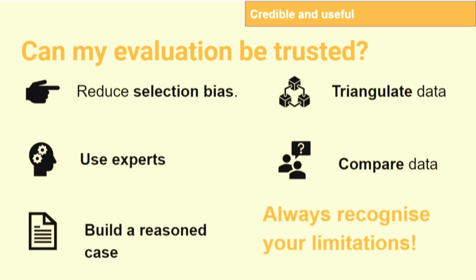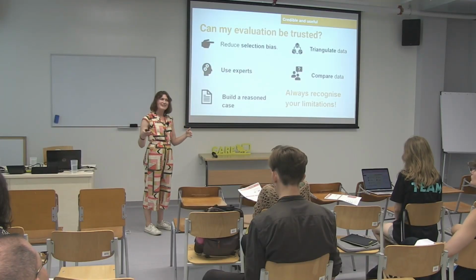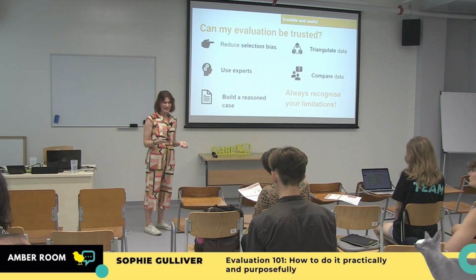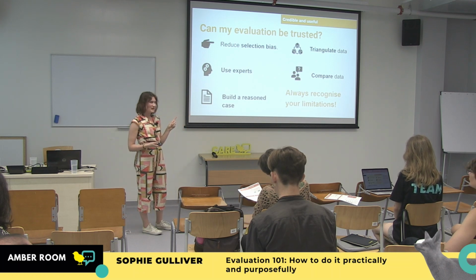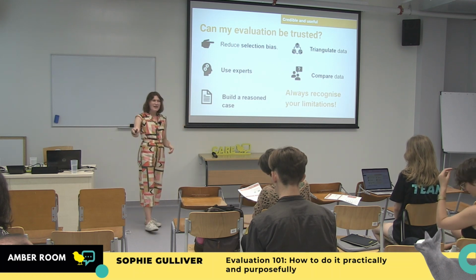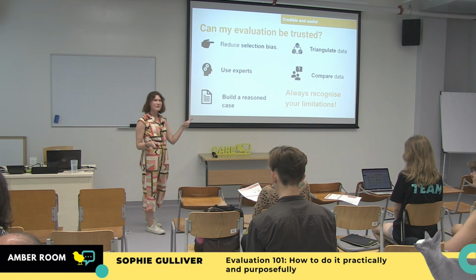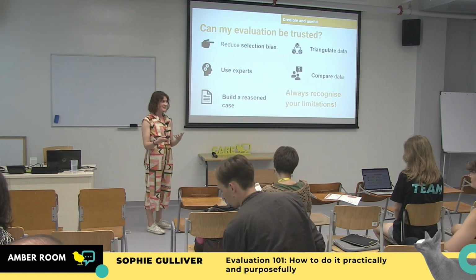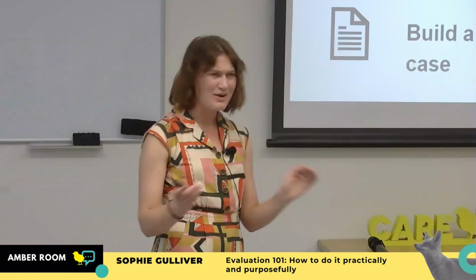We can triangulate data, so that means we're getting data from different people, different sources, maybe different methods. So we can say, oh, people in the survey said this, and actually people in the interview said this. And when we get that triangulation point, we feel a bit more confident in the finding. And often you will get disagreement, and that's really interesting too. Why did people in our interviews disagree with the survey? What's happening there?